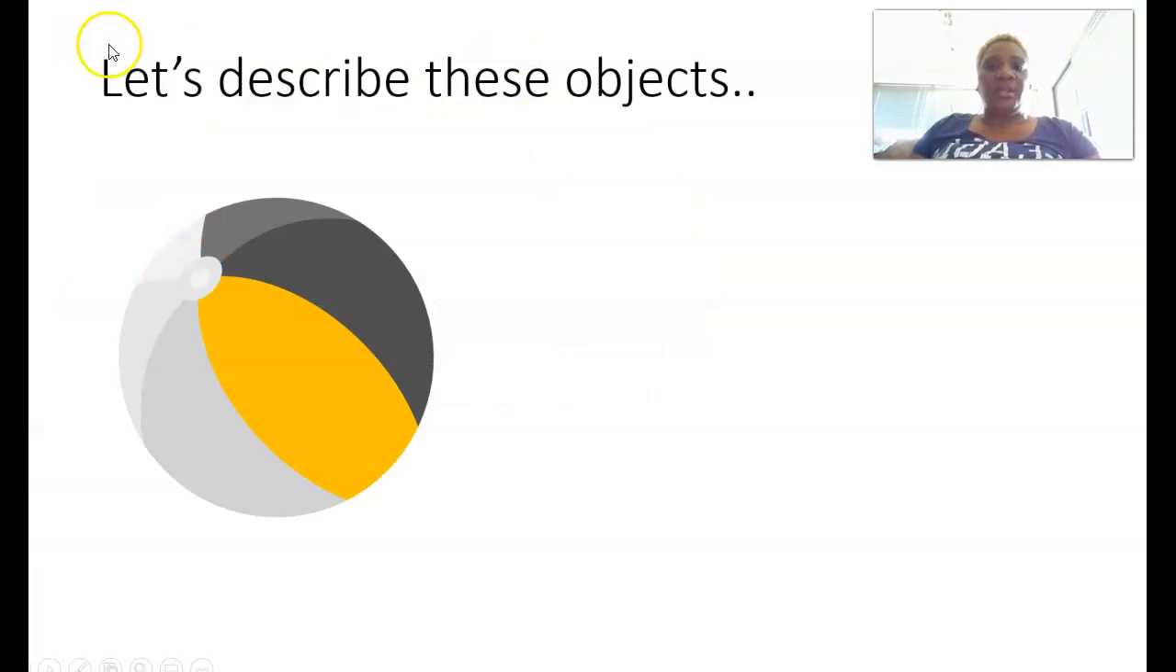All right, let's describe these objects. So let's look at our first object. So we have a ball. And what kind of ball is this? If you said beach ball, you are correct. So this is a beach ball. And our shape is round. So let's go look at the shape. And now we're going to look at the color. So let's look at the color of this beach ball. So I see different colors. I see black, I see orange, I see gray, and different shades of gray, and maybe white. Okay, so we have one object. We know it's a beach ball. The shape is round. So let's look at the other object.